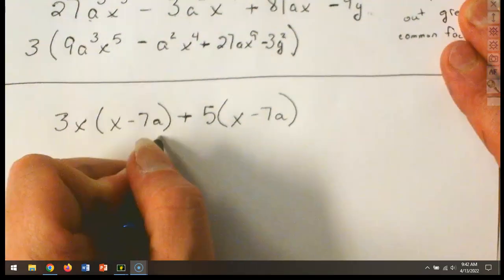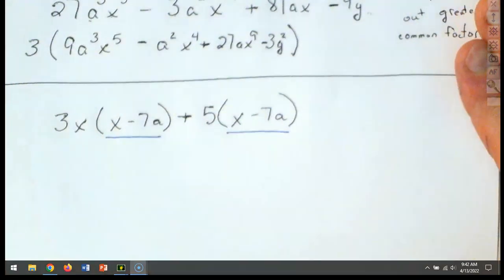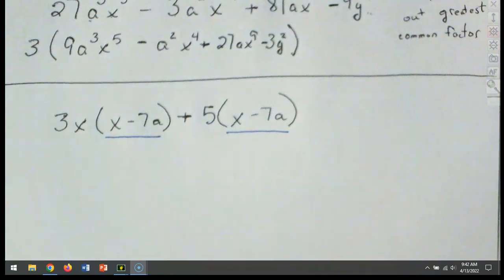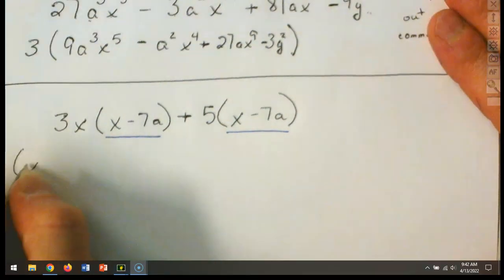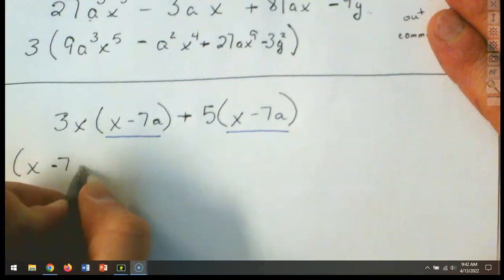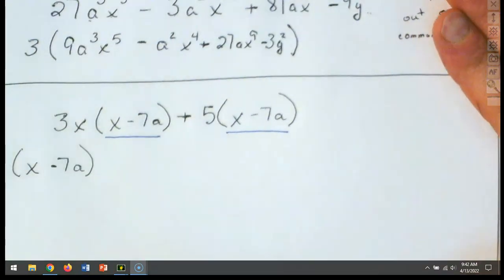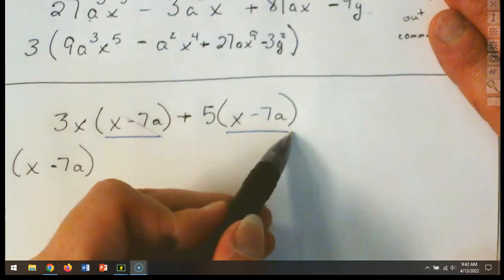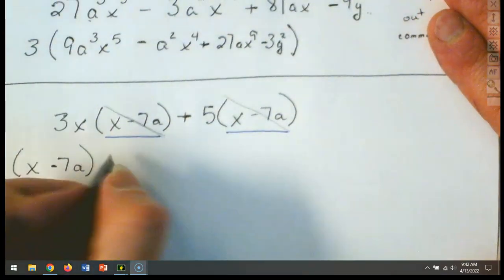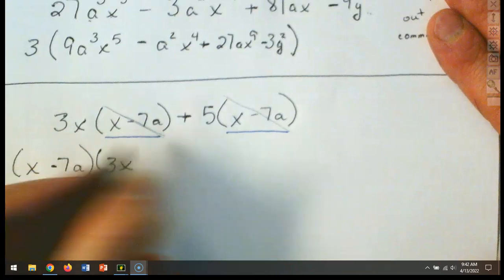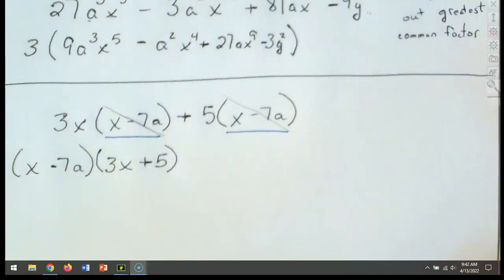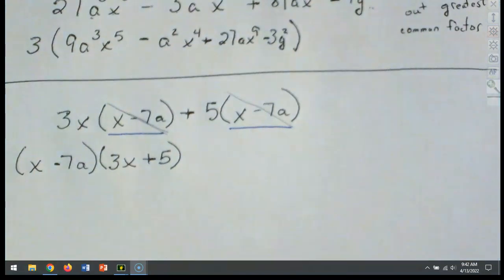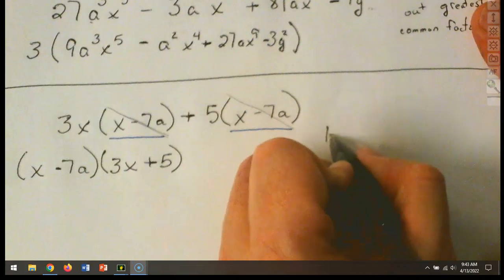Was this entire set of parentheses right here the same as this one? Yes. So the entire set of parentheses can come out. And that leaves you with an x minus 7a. Now, once that's gone, then we write out what's left over. So what's left over? 3x plus 5. So we took out our set of parentheses, we wrote it out in front, we crossed it off, and then we write what's left over. And this again was taking out the greatest common factor.